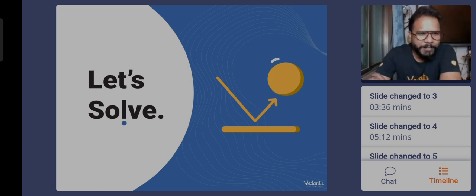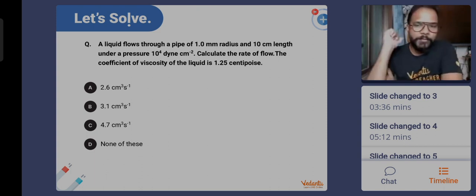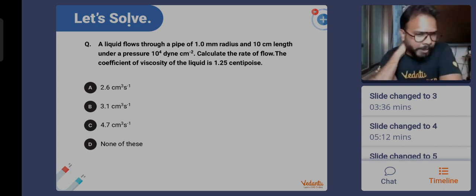Chalo, everybody, let's have a look at a few examples based upon this equation, so that we remember the equation a bit. And the application is very straightforward. You have to find out the value of the rate of flow, that means volume flow rate. Even the units are telling you that.